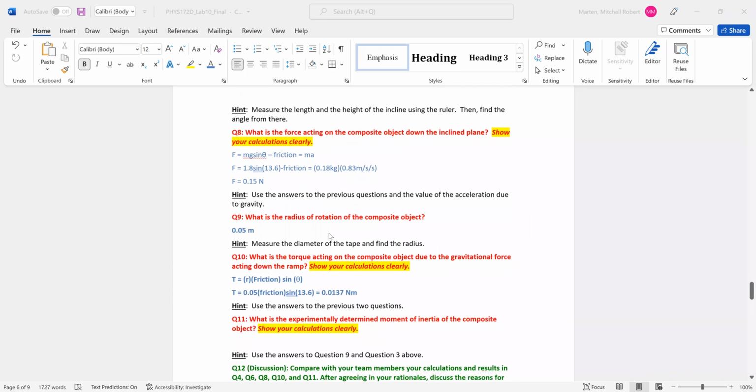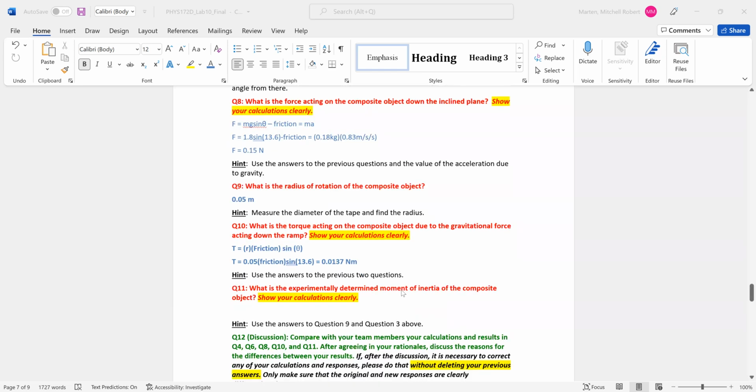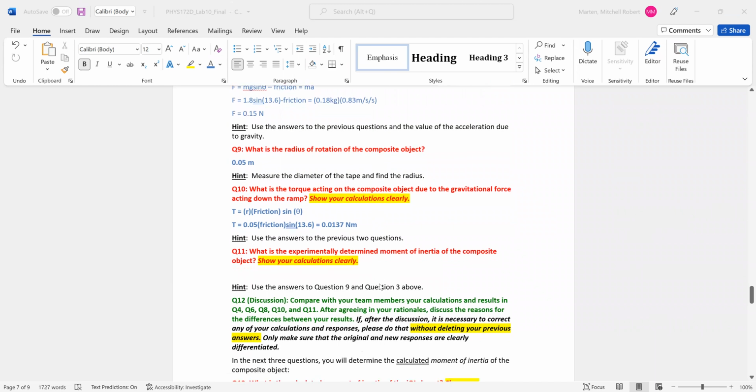And then for 10, because it kind of goes together, it's asking what's the torque acting on the composite object. So I just said R times friction sine theta, because that's the formula for torque. It would be R F sine theta. And then plug in all the values, and I got 0.0137 newtons per meter. That's right.